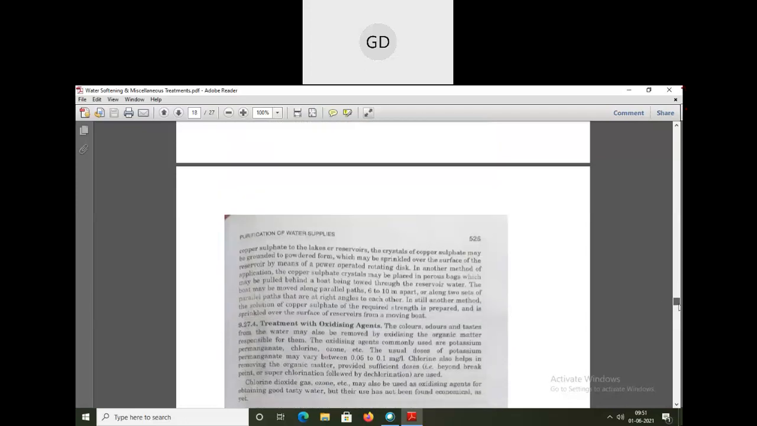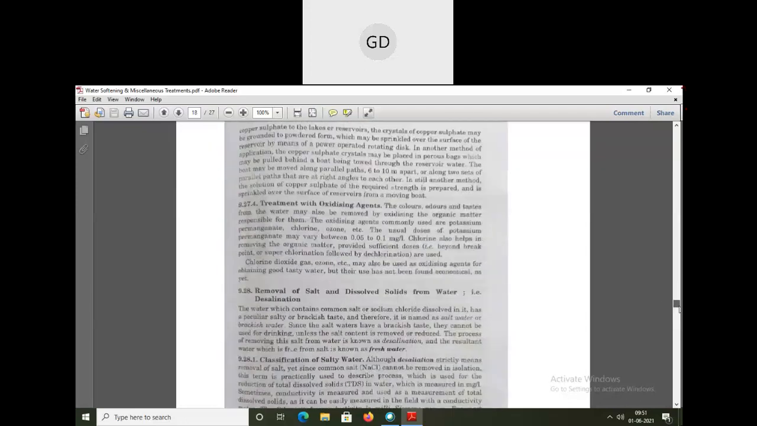So next one is treatment with some oxidizing agents. This is also similarly for removing the colors, odors, and taste. You can use some oxidizing agents, like we have used chlorine, then potassium permanganate you can use, then ozone you can use. Okay, so these are some of the oxidizing agents which can also be used to remove the colors, odors, and taste from the water.